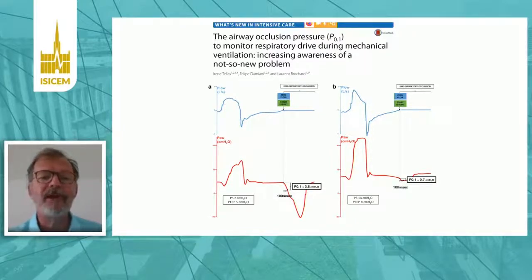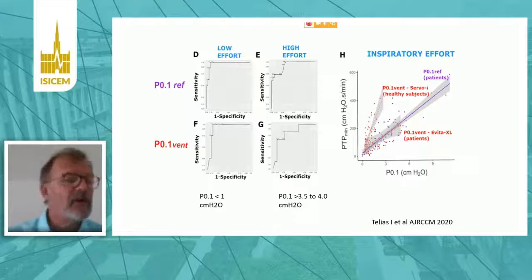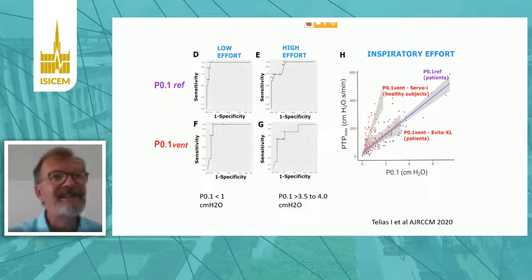And you have an example of patients with a high drive. So P0.1 would be close to 4 centimeters of water. And the patient with very low drive, where the P0.1 would be below 1 centimeter of water. And why is monitoring drive important or interesting? Well, because you may detect not only over-assistance, which means very high drive, but also under-assistance, not only over-activity, but also under-activity. And in fact, the P0.1 is very, very good to detect that your patient is not doing enough.